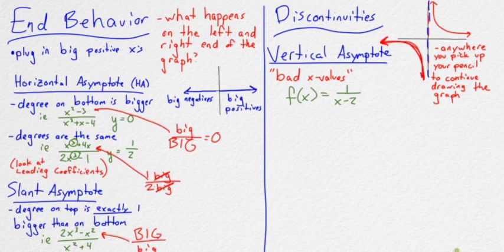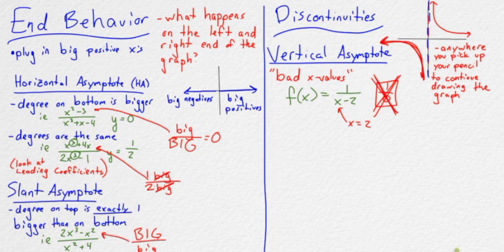But if I had this function, if I plugged in 2 for the x value, what would happen there? So 2 minus 2 would be 0. I would have 1 over 0. And you should know you cannot divide by 0. That's really bad. So that means 2 is a bad x value. If I plug that into this function, that creates an undefined value. I'm not sure what 1 divided by 0 is.